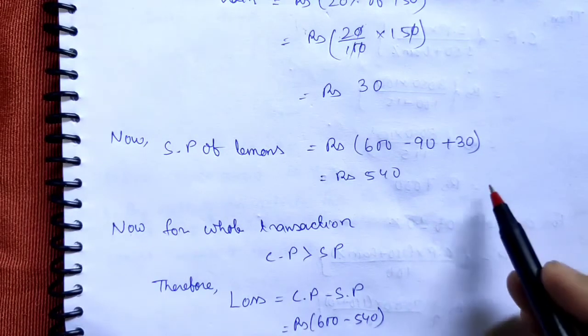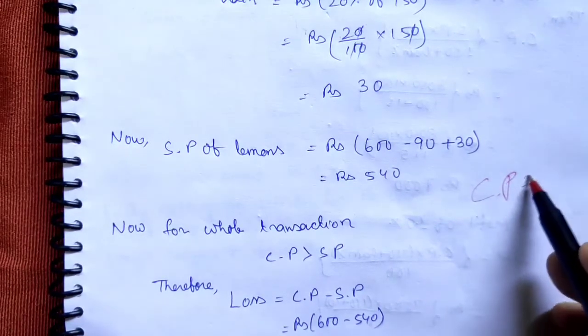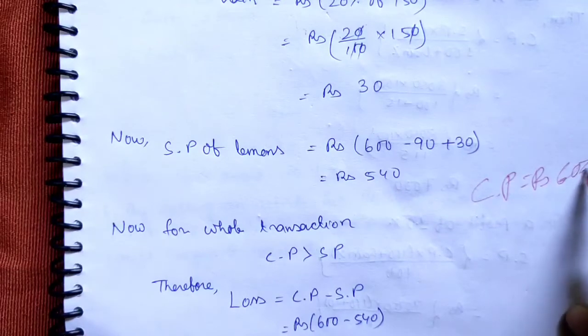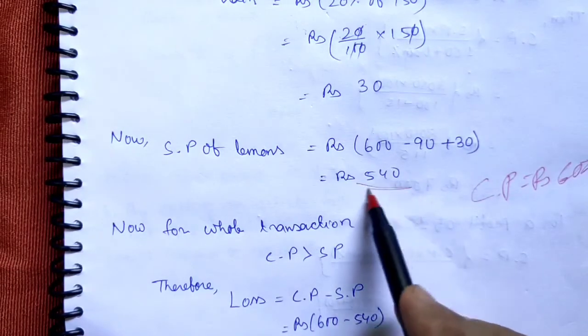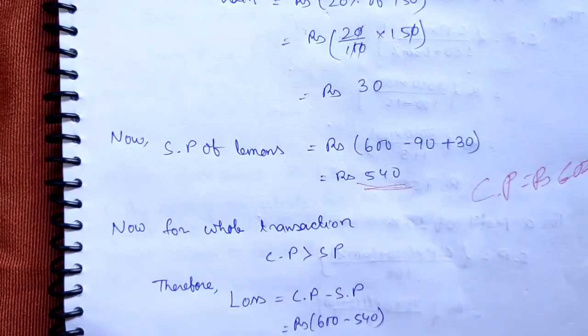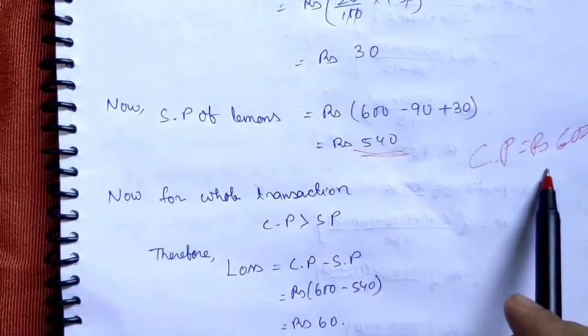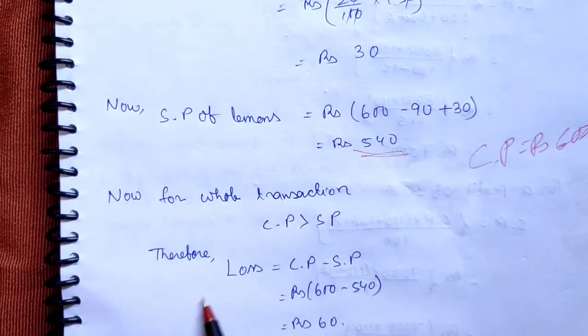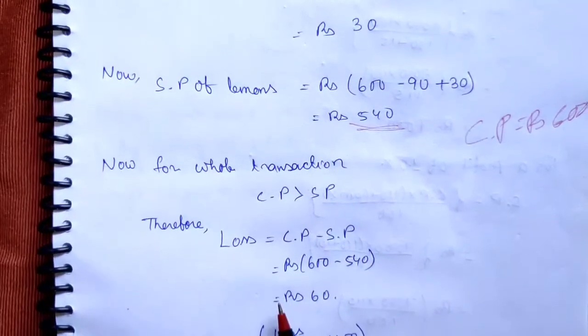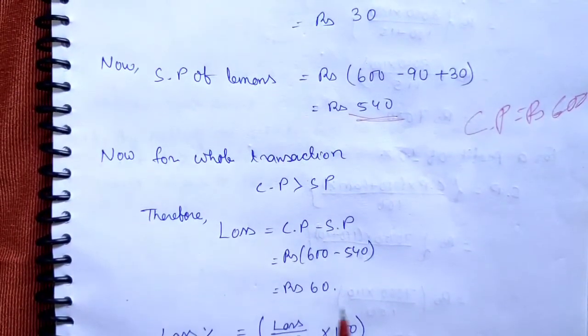He purchased those lemons, that is CP equals what? Rupees 600, isn't it? And SP, that is selling price, is what? 540. Okay, so here CP is greater, isn't it? CP is greater than SP. So if CP is greater than SP, that means this was a loss transaction. Okay, so loss equals CP minus SP. So CP minus SP, 600 minus 540, so rupees 60.